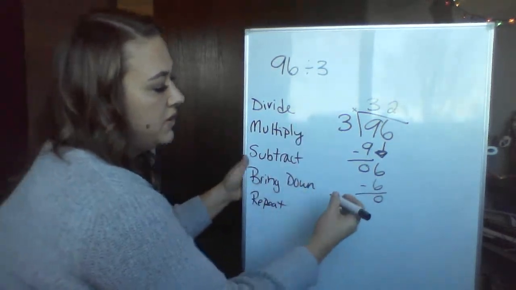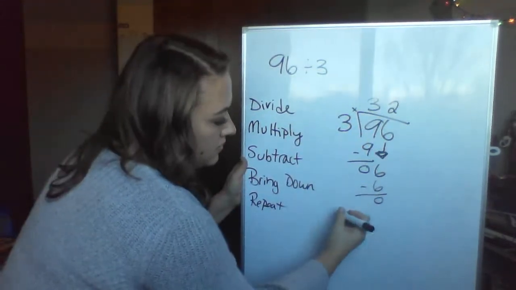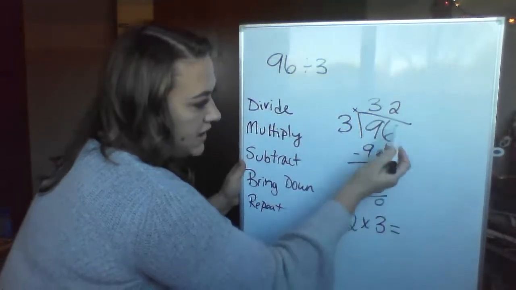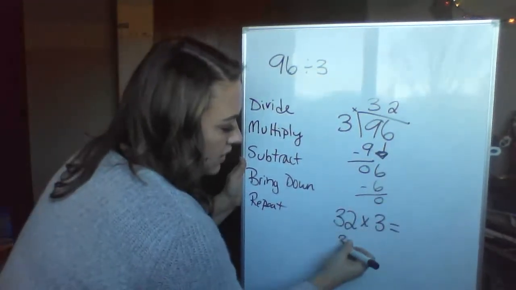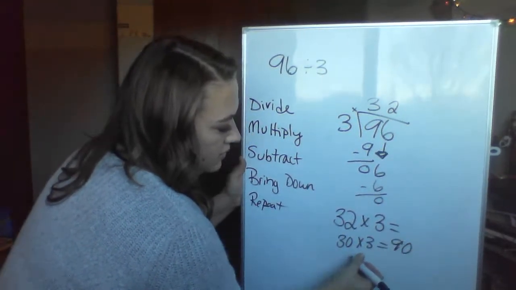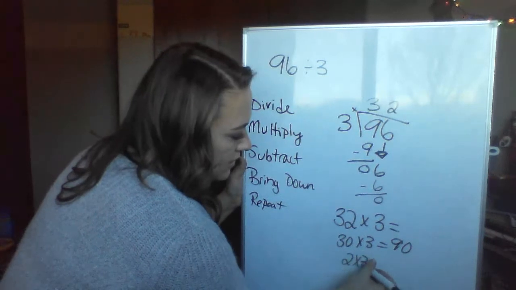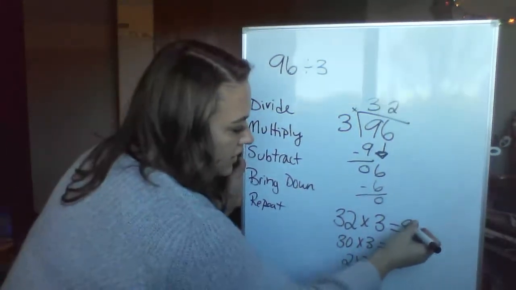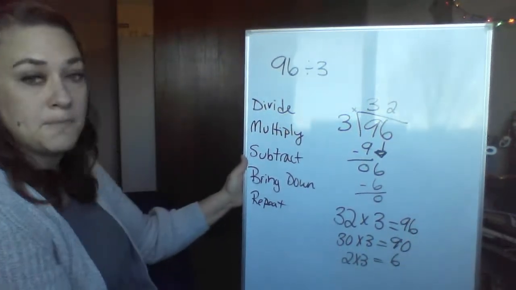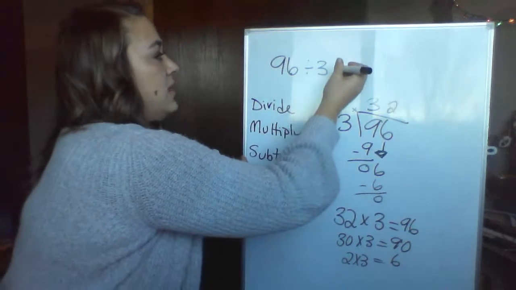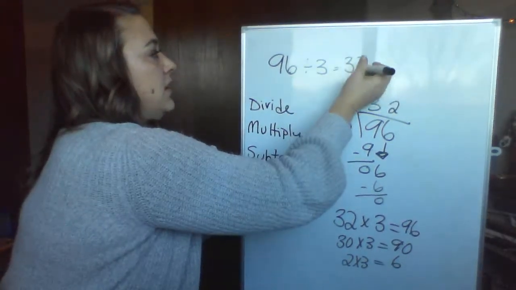So double check my work. If I take 32, which is my quotient, multiply that by 3, we should get 96. So 30 times 3 is 90. 2 times 3 equals 6. 90 plus 6, 96. Okay, so our quotient, 96 divided by 3, is equal to 32.